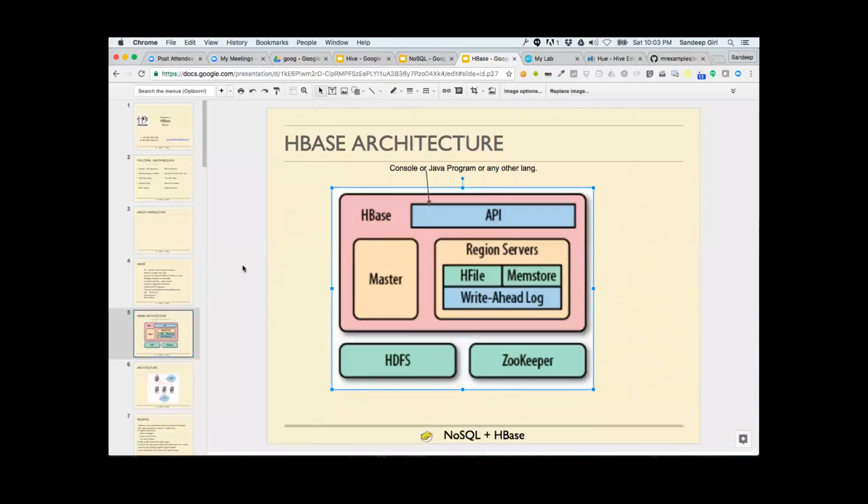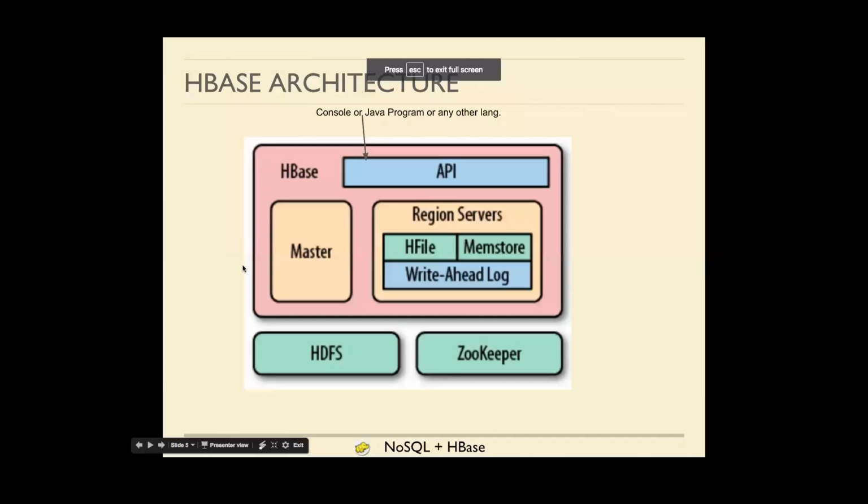Now I'll explain what a region server is and what sharding means. Sharding means dividing the data. Imagine you have a huge table, cutting the table into sections and putting it on different machines. That's called sharding. So the HBase architecture is this. At the lower level is HDFS and Zookeeper. Zookeeper we'll discuss later. And above that, there is the master and region servers.